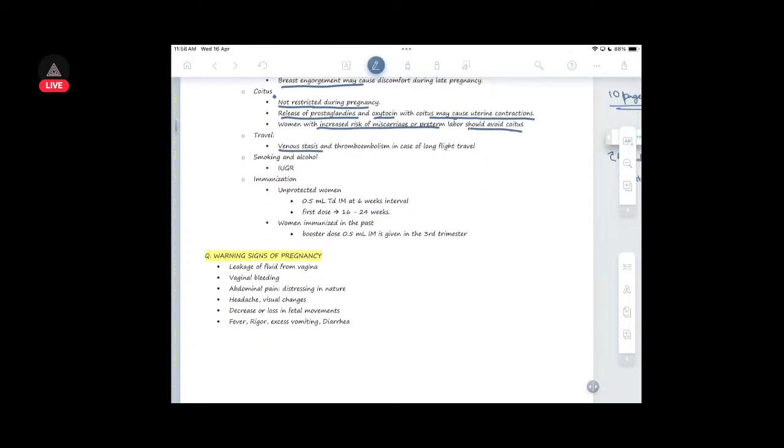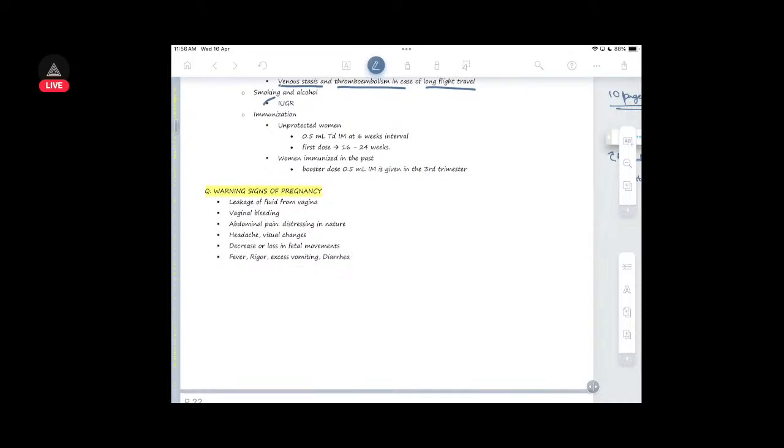Travel: venous stasis and thromboembolism can be seen with long flight travel. IUGR, intrauterine growth restriction, can occur if smoking and alcohol are not controlled. Then for unprotected women, immunization you have to give. TD: the first dose is at 16 to 24 weeks, then after 6 weeks the second dose. Women immunized in the past, you have to give a booster dose of 0.5 ml in the 3rd trimester.